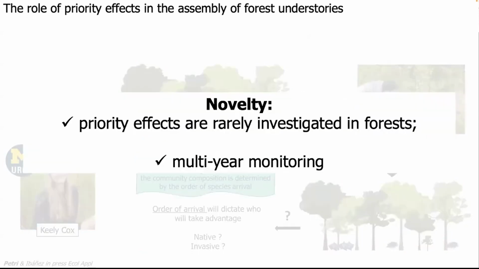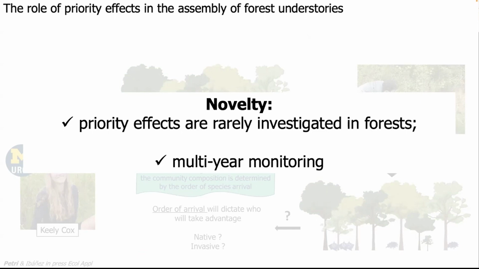So the novelty here is that priority effects are rarely investigated in forests. It's really common to use that concept in ecosystems that have a faster turnover, like grasslands. So thinking about priority effects in the context of forests and invasive species management in forests is really novel. And this multi-year monitoring is not long term. I established it in year 1 and then collected data for 3 more years.